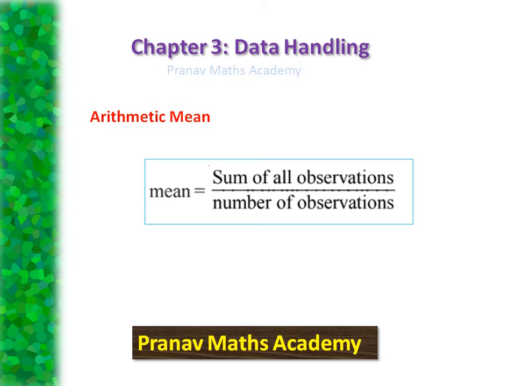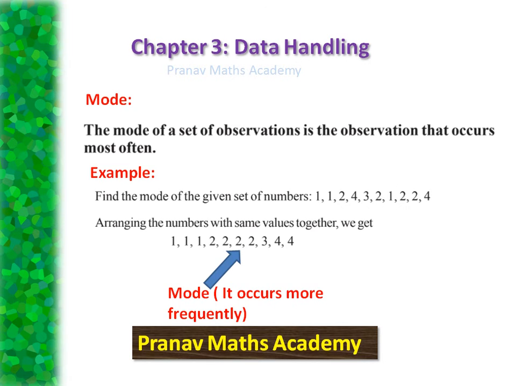Chapter 3, Data Handling. Arithmetic mean is equivalent to sum of all observations divided by number of observations. Mode: the mode of a set of observations is the observation that occurs most often. For example, find the mode of the given set of numbers. Here a set of numbers is given. You have to arrange the numbers in ascending order. Then check which number occurs more frequently. That is the mode.